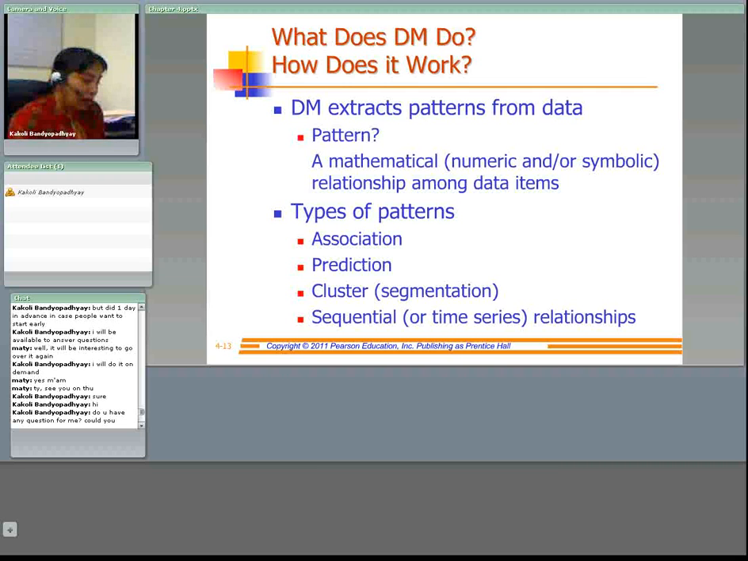Clustering: the purpose is to group objects in such a way that objects belonging to the same cluster are similar and objects belonging to different clusters are dissimilar.